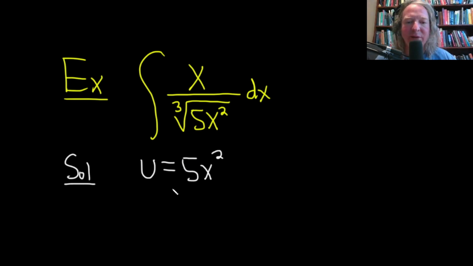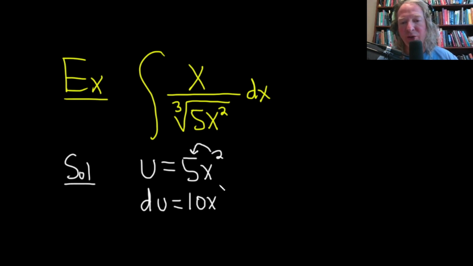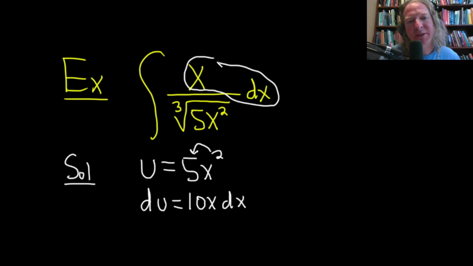And then now let's compute du. So du is the derivative of u. Here we use the power rule. So 2 times 5 is 10x, and you subtract 1 from the exponent. And then we have our dx. So this is not quite what we have in our integrand. If you look at our integrand, we actually have x dx. But down here we have 10x dx. So we have an extra 10 here, so we have to get rid of it.